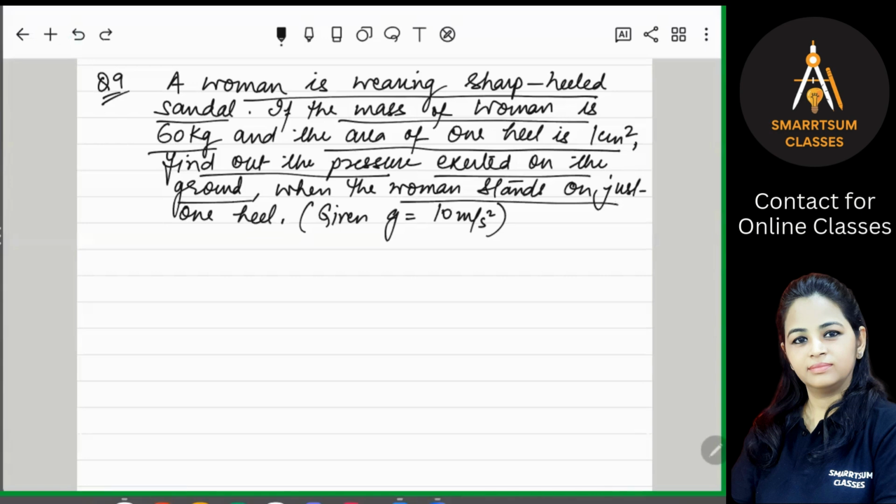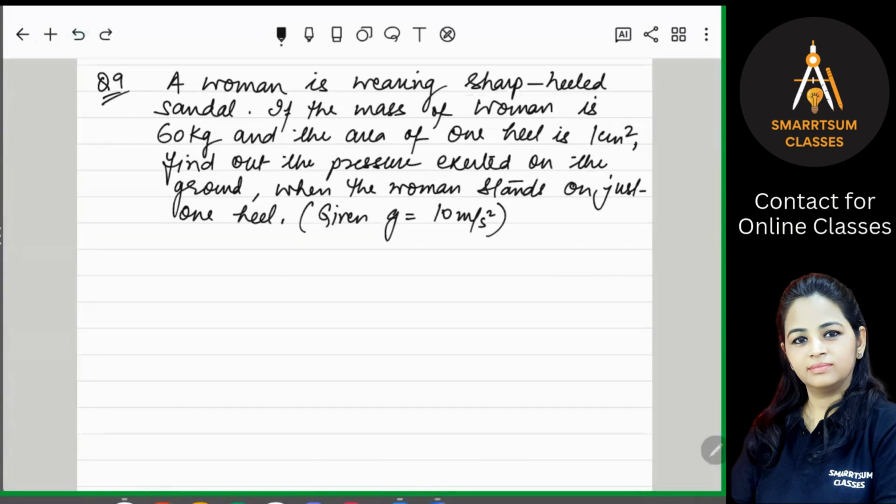So she's standing on just one heel, and what is the area of the heel? 1 centimeter square, right? When she is standing on the ground with one heel, she must be putting some pressure on the ground, right? So we have to find that pressure here. First, write down what is given in the question.